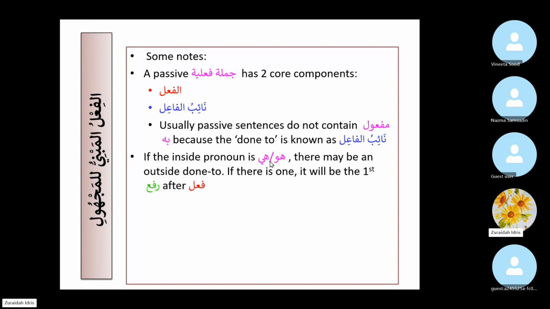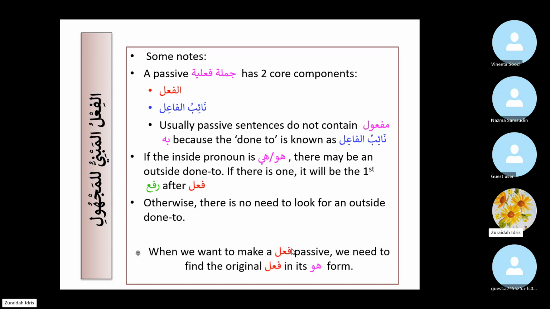If the inside pronoun is huwa here, this is just like our normal jumla fi'iliyah, the active one. There can be what we call an outside done to. Not an outside doer, but an outside done to. So if there is one, it will be the first rafa after the fi'il. Same rules. Otherwise, you don't need to look for an outside done to. If it's not huwa here, you don't need to look for that. Then one more point I would like you to remember, because this will help you when we make a fi'il passive, is that we need to know how the original fi'il in its huwa form looks like. Because this will help us make a fi'il passive.